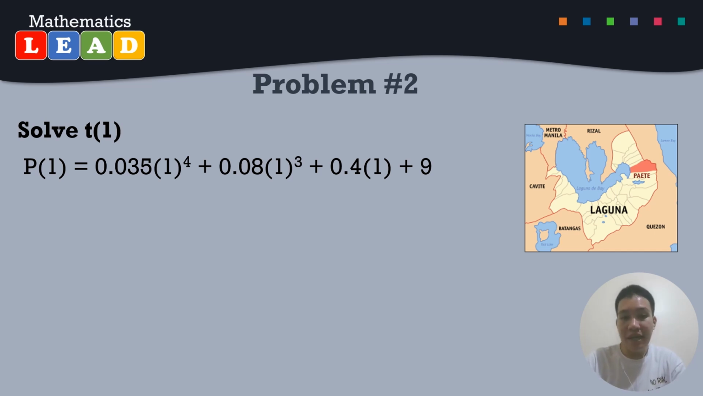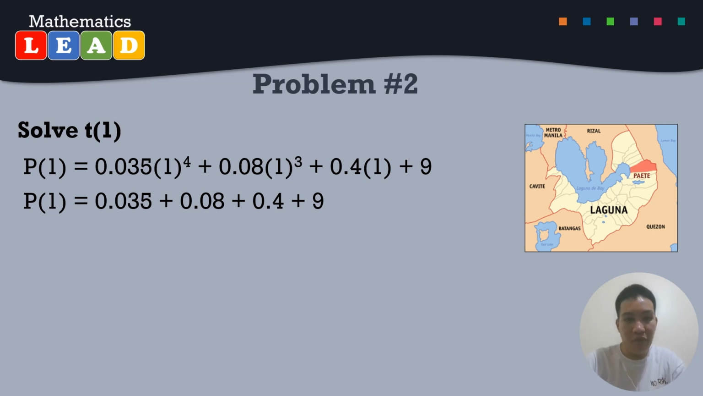What will happen next? That is right. Nothing happened because 1 raised to any power is equivalent to 1. So we have 0.035 plus 0.08 plus 0.4 plus 9.